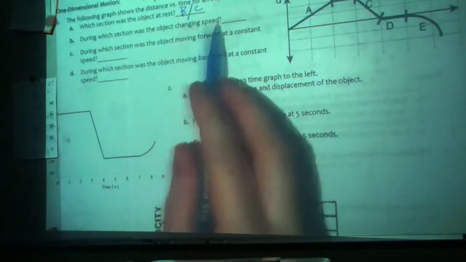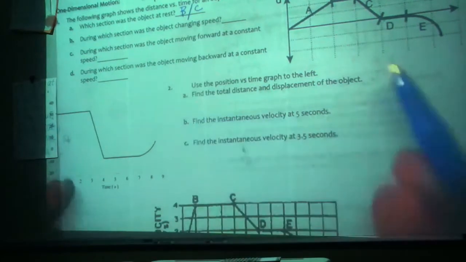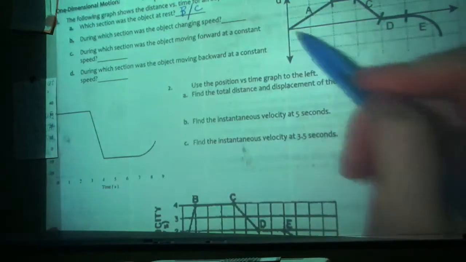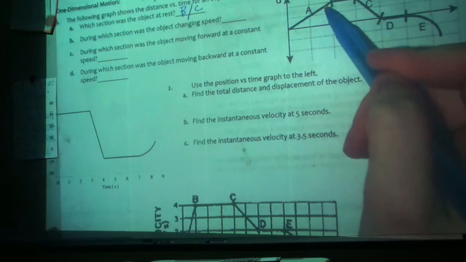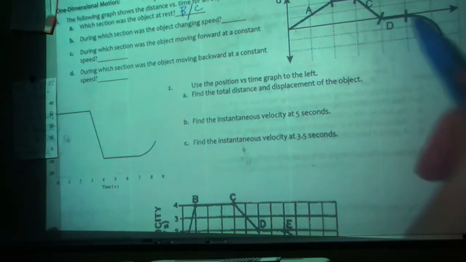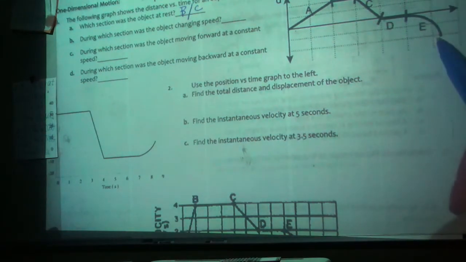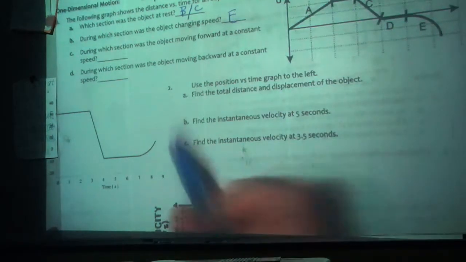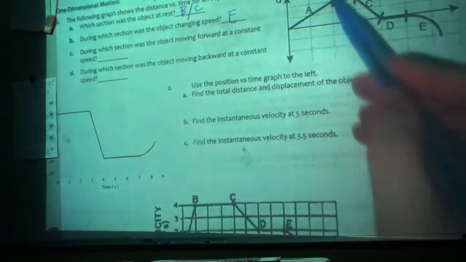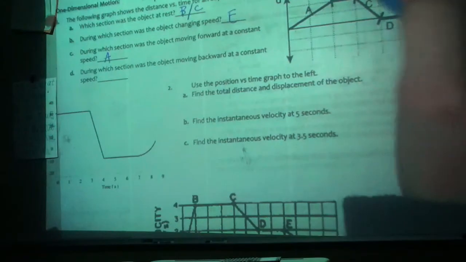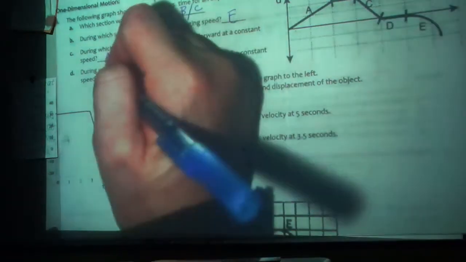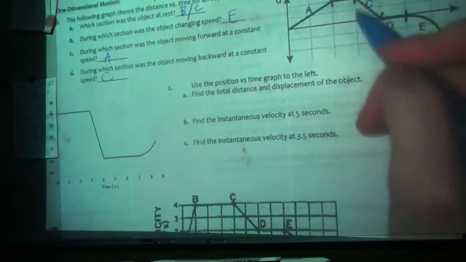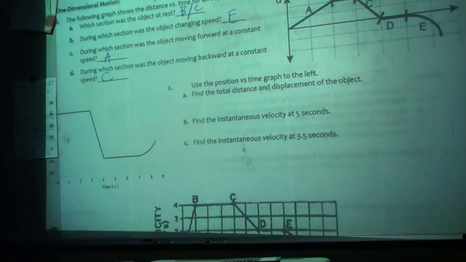Where it's changing speed is when it's curved, because your speed is just the slope of the position versus time graph. So here it starts pretty slow and then it gets steeper, meaning it's getting faster. So E was the section it was changing speed in. Moving forward means it's an increasing graph, and constant speed means it's straight. So A is moving forward at a constant speed. Backwards at a constant speed is C, because it's decreasing in its distance but still straight, so still constant.